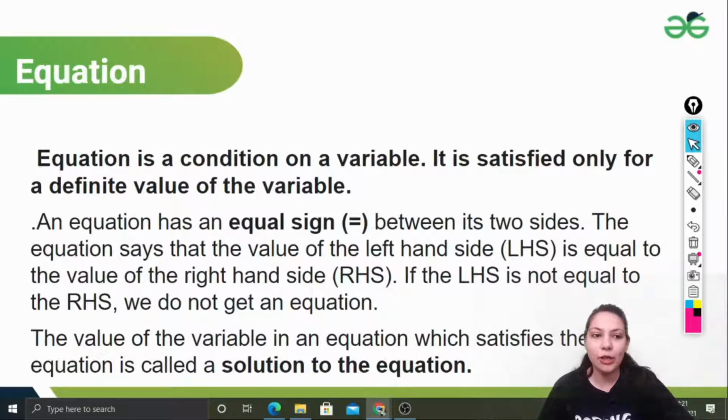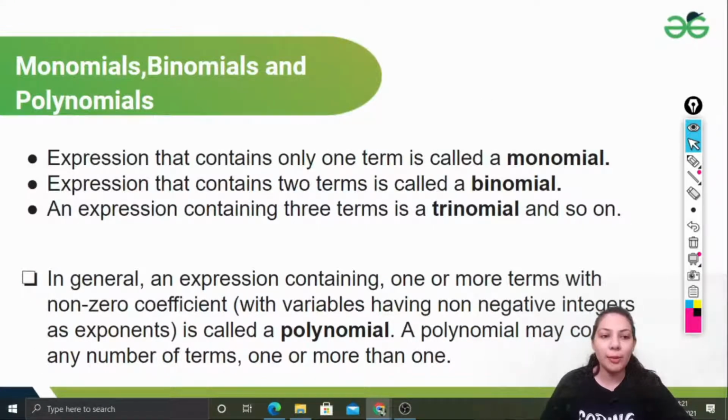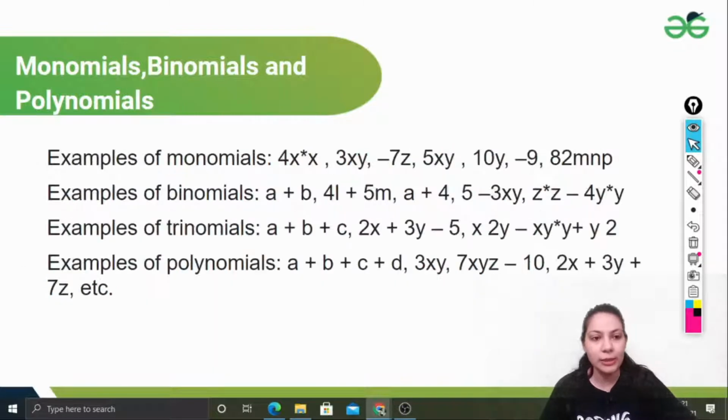Then we understood the meaning of equation. We also understood about the monomial, binomial and polynomial. Along with that, we understood the terms like terms, factors and coefficient. Then we saw some examples of monomial, binomial and polynomial.